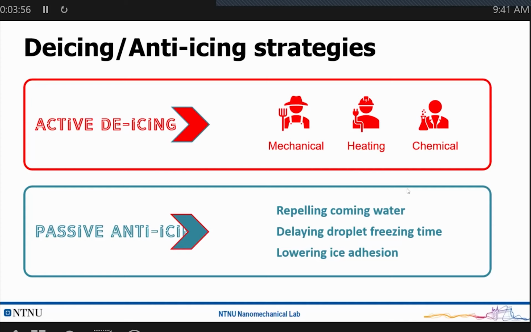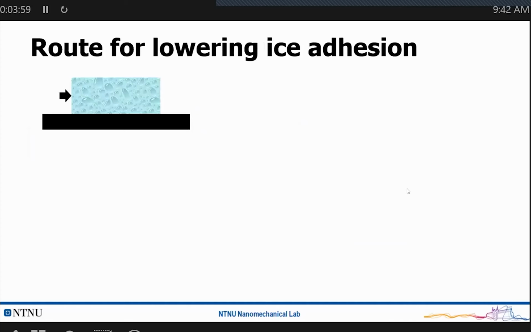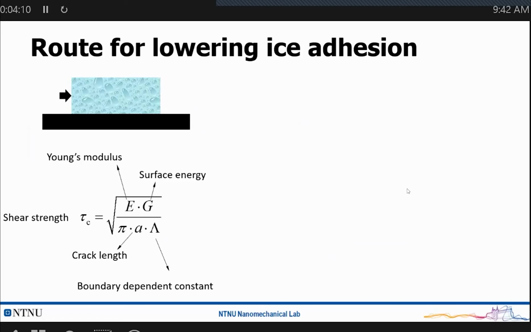Then the question comes out: how could we lower the ice adhesion? And from the fracture mechanics point of view, if we have an ice cube staying on the surface, then its shear stress is proportional to the square root of the Young's modulus, the surface energy, how the ice interacts with the substrate, and also the crack length. So here you can see that what we need is to reduce Young's modulus, reduce the surface energy, but increase the crack length. And that's very opposite to our structure integrated concept.